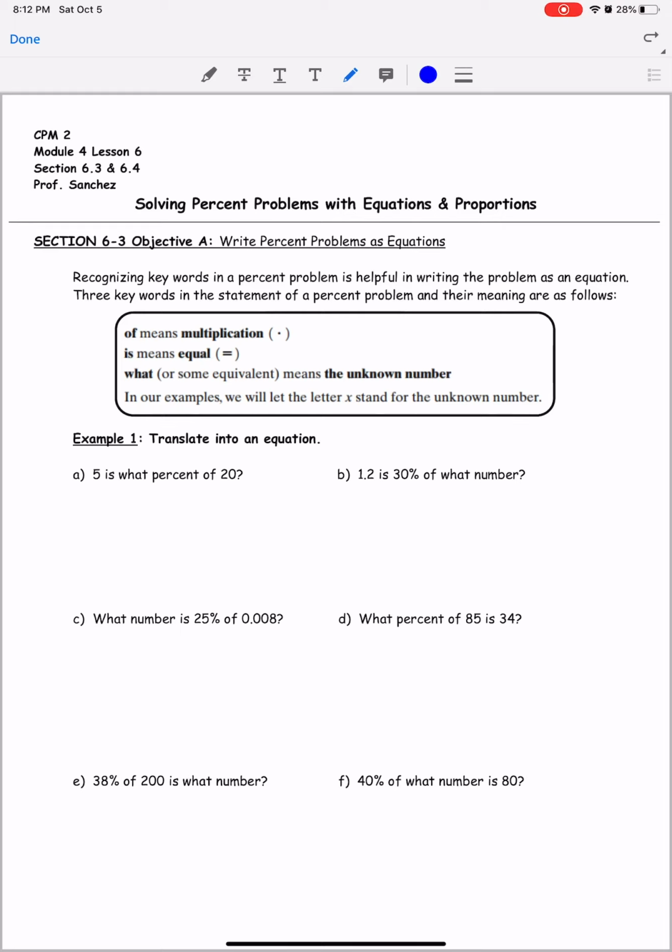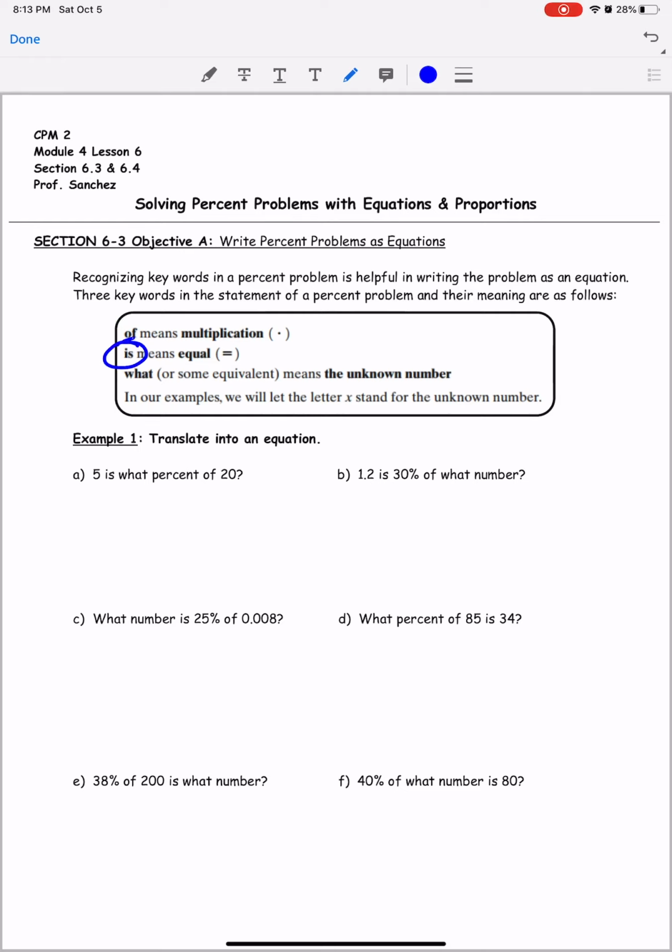Alright, first objective. We are writing percent problems as equations. So it says right here that we need to recognize keywords as percent problems. It's going to be helpful in these problems to write them as equations. So we have 3 keywords. When you see the word of, that means multiplication. That one we should already know.